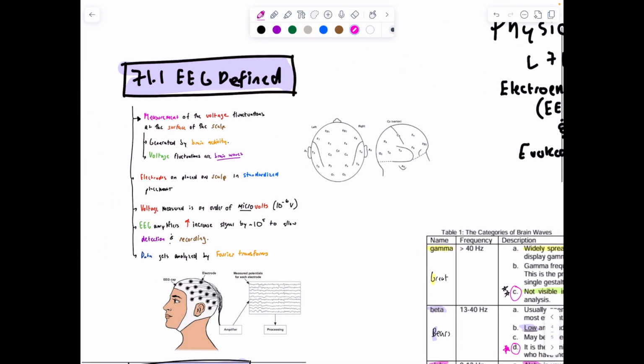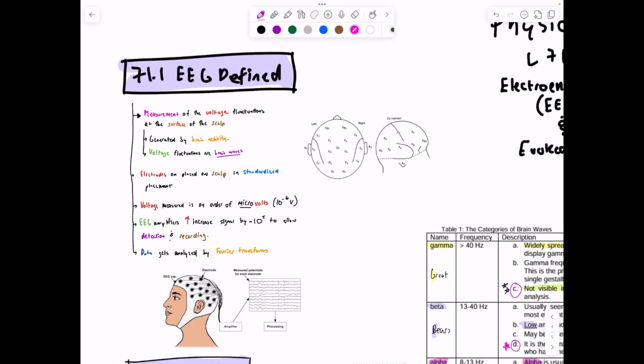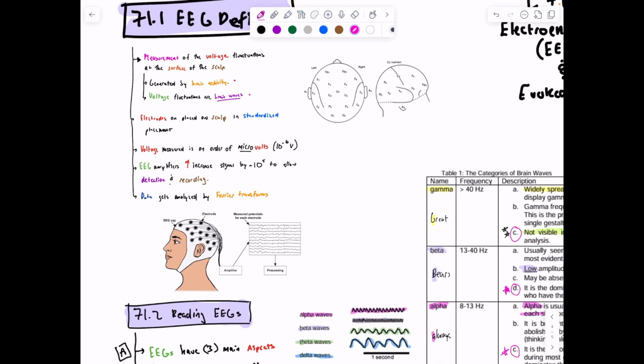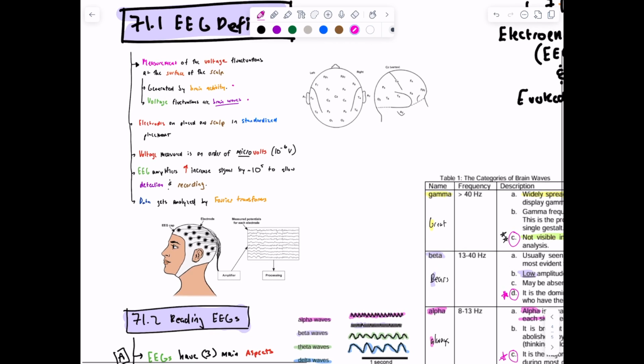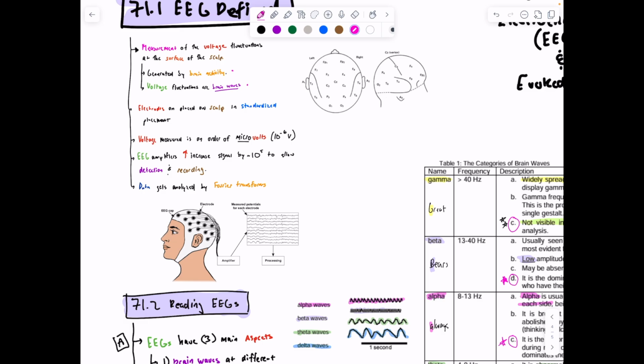electroencephalography, EEGs, are the measurement of voltage fluctuations on the surface of the scalp, and it's generated by brain activity, and these voltage fluctuations are brain waves. And so electrical voltage, remember, from a physics point of view, is kind of like electrical pressure almost, right? If you have a lot of electrons in an area, they push on each other, and so you would have a voltage, right? And so as you have these circuits going on in the brain, the voltage fluctuations, like the relative distribution of positive and negative charges, are going to give us our brain waves.